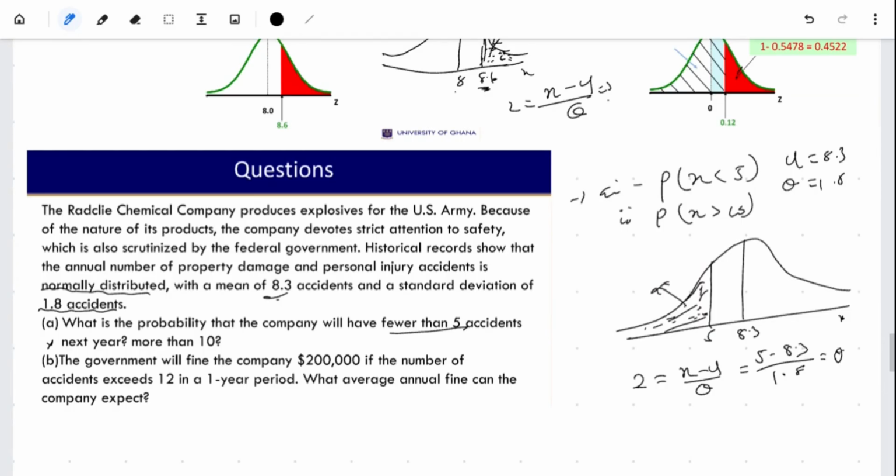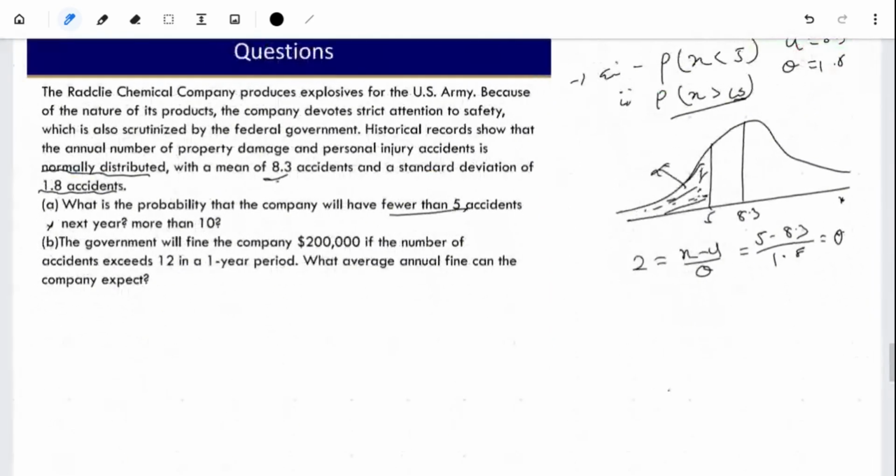That's the first one. The second one, they said x is greater than 10. So the same thing, you draw your curve, and then you show the mean, which is 8.3. So let me clean this part and continue from there. Now let me draw another curve. So this is your curve.